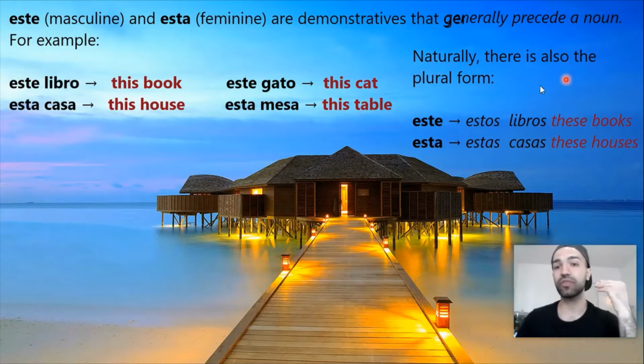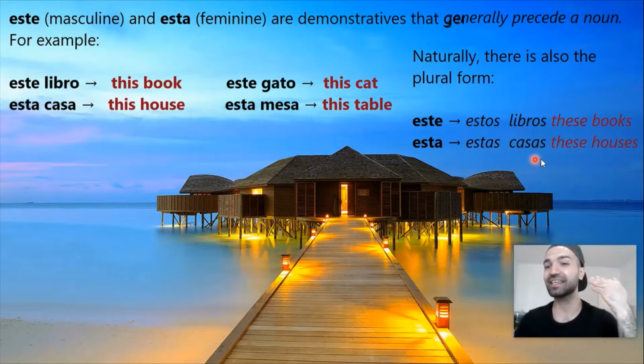Naturally, there is also the plural form. For este, singular, in plural it will become estos. So, este libro, estos libros, these books. And for esta, it's easy, it will become estas. Esta casa, in plural estas casas, these houses.